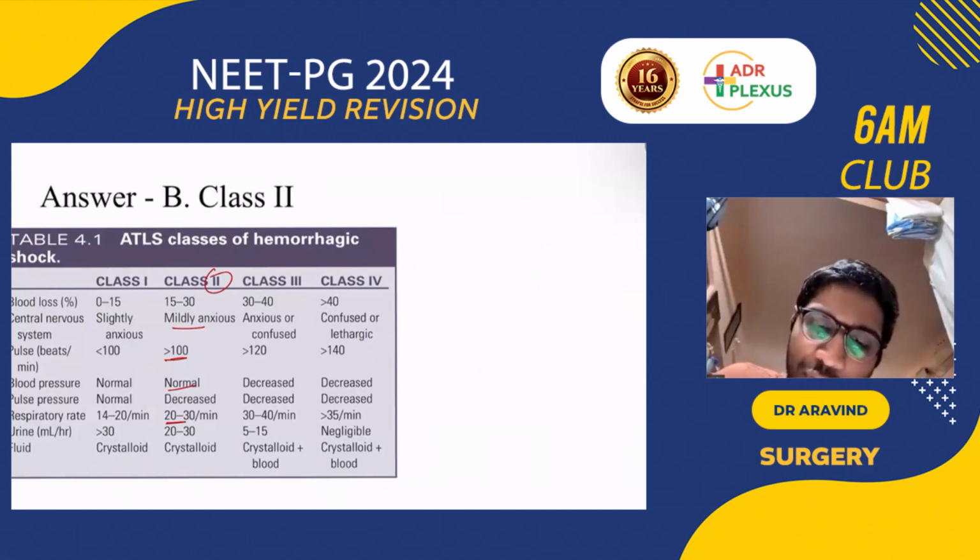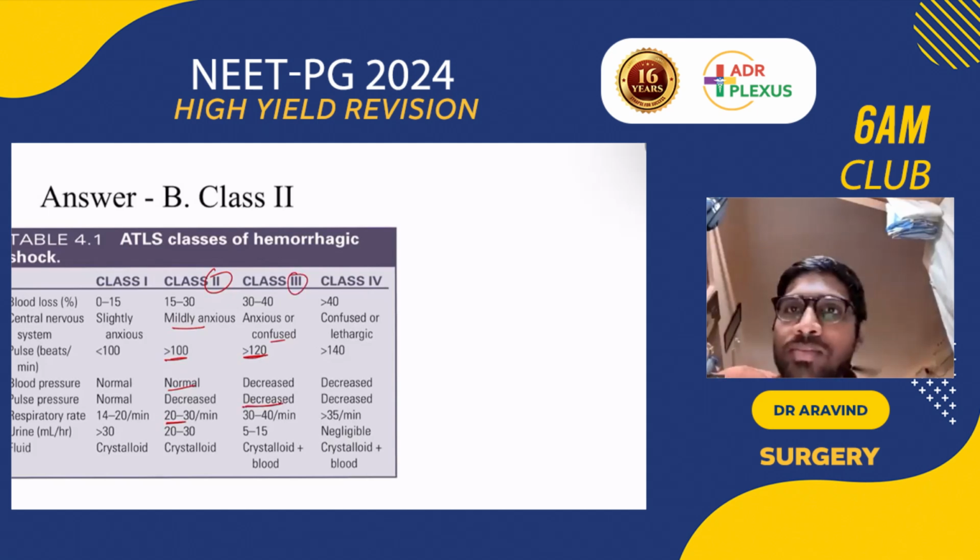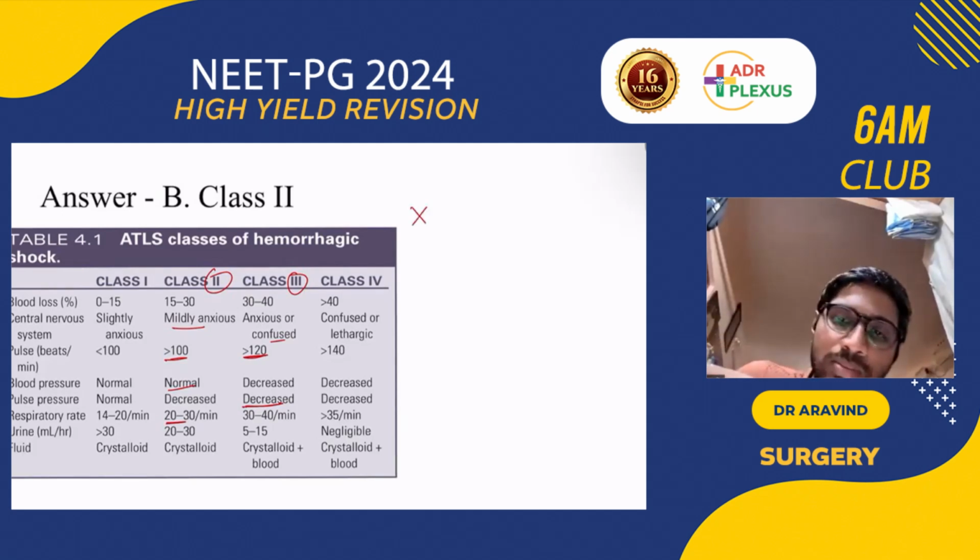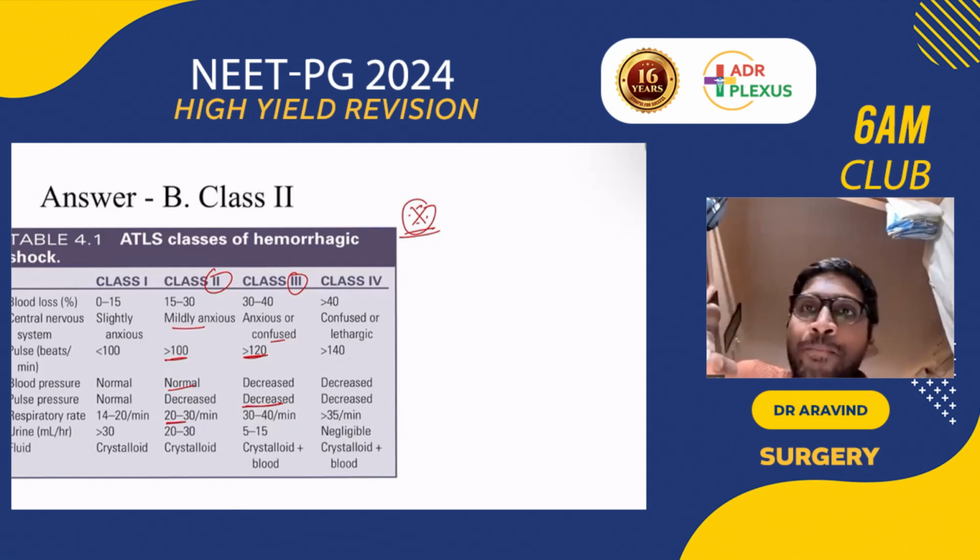So anxious or confused, heart rate more than 120, BP falling will come under class 3. This is a very, very important table. Please revise it for the exam. Very important table, based on the class of shock.